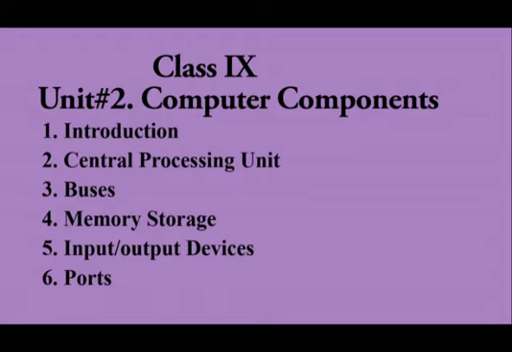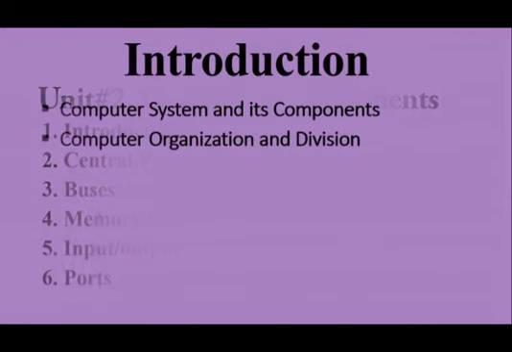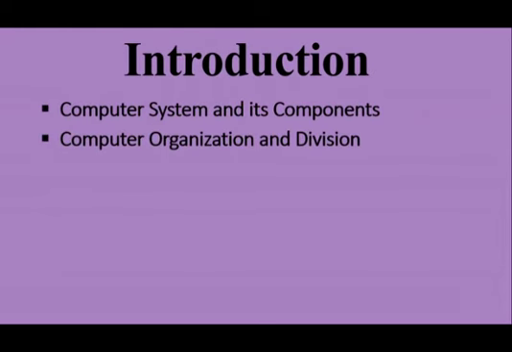Today we are going to start our second chapter, computer components. In this chapter we will cover the following topics: introduction, central processing unit, buses, memory storage, input output devices and ports. Introduction. In this chapter we will discuss the following: number 1, computer system and its components, and number 2, computer organization and division.